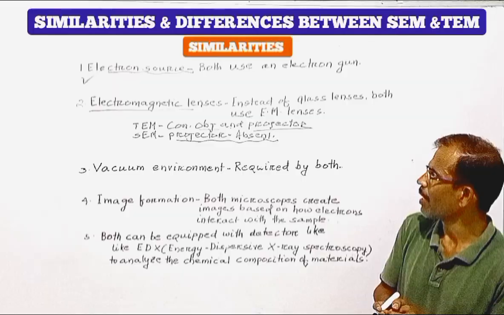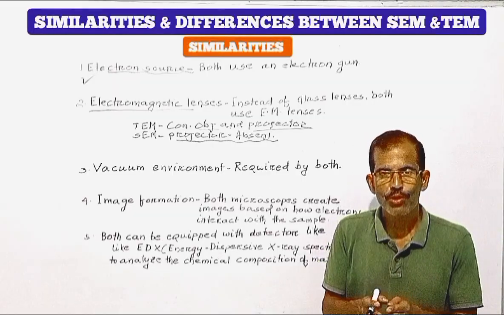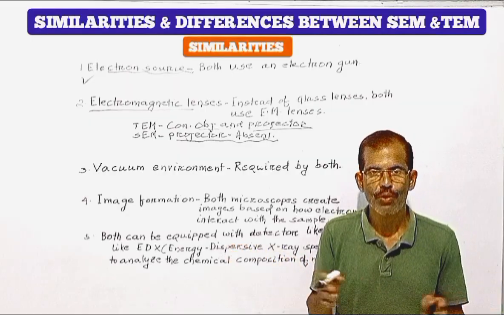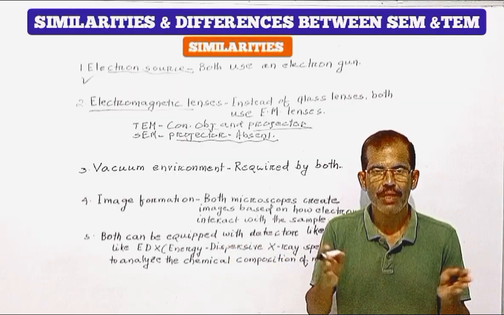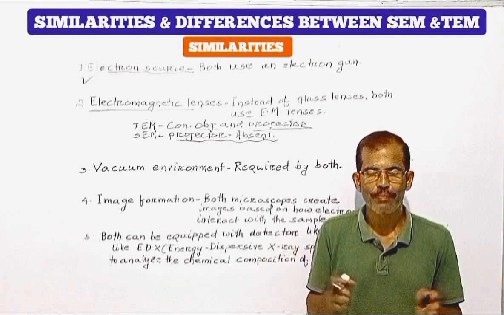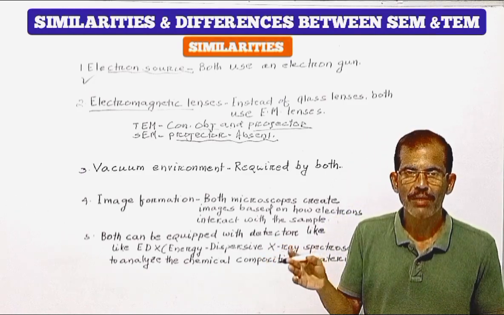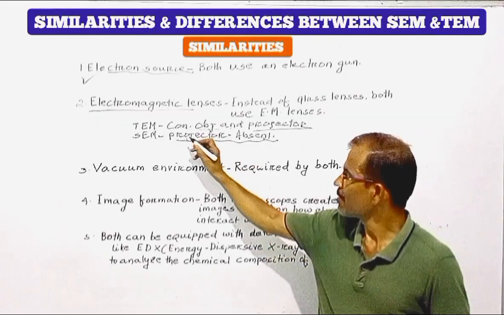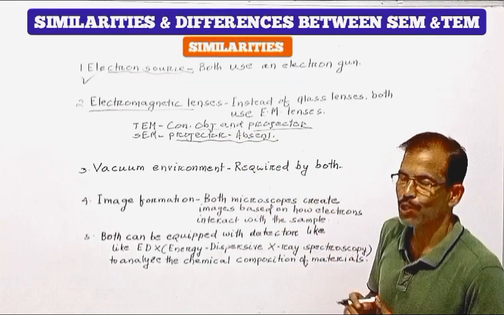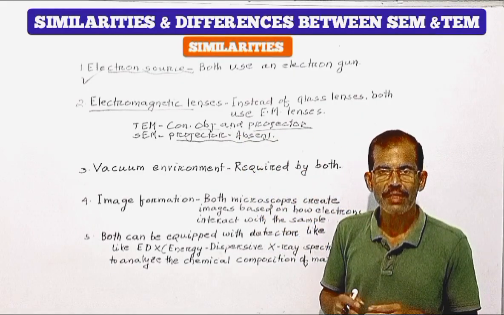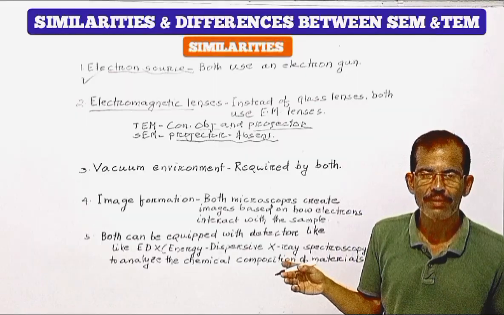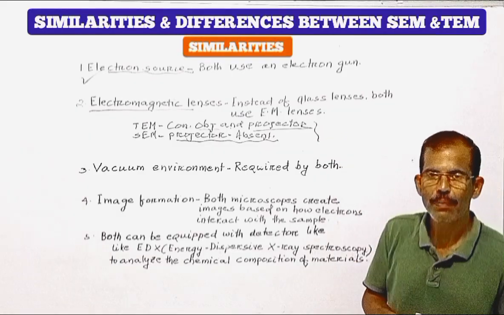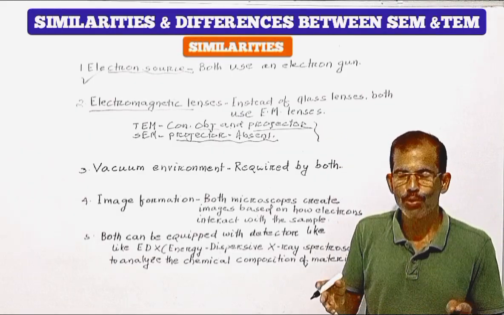Number two, electromagnetic lenses. Both of them require different types of electromagnetic lenses to focus, shape and control the trajectory of the electron beam. Transmission electron microscope uses three types of electromagnetic lenses, such as condenser, objective and projector. However, in SEM, projector is absent but the remaining two are present. In addition to these lenses, apertures are also used in both.